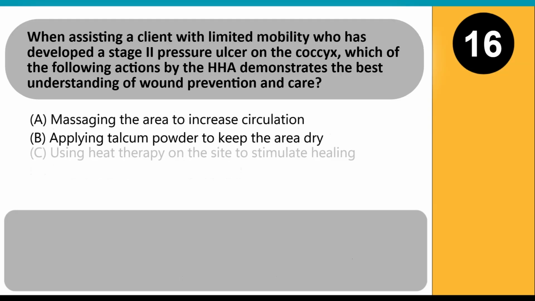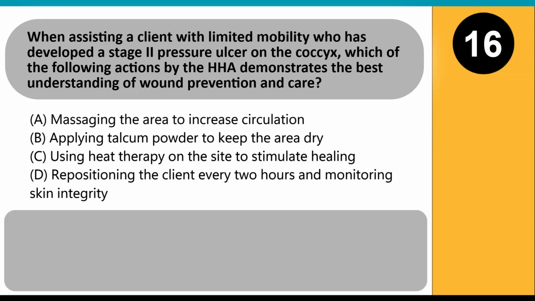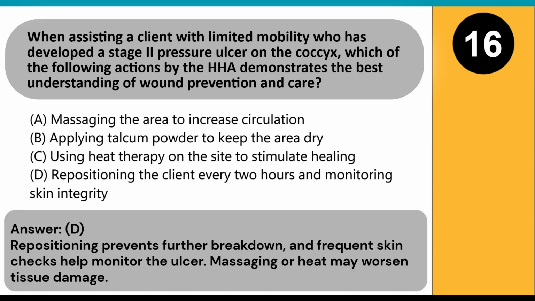When assisting a client with limited mobility who has developed a stage 2 pressure ulcer on the coccyx, which of the following actions by the HHA demonstrates the best understanding of wound prevention and care? A. Massaging the area to increase circulation. B. Applying talcum powder to keep the area dry. C. Using heat therapy on the site to stimulate healing. D. Repositioning the client every 2 hours and monitoring skin integrity. Answer: D. Repositioning prevents further breakdown, and frequent skin checks help monitor the ulcer. Massaging or heat may worsen tissue damage.